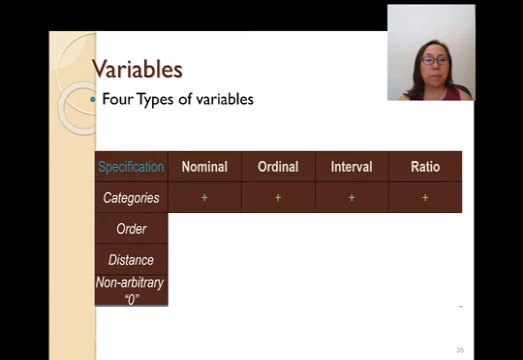So I'm just going to put a plus sign under each of these 4 types. And then you have order, and order has to do with some kind of rank order of categories. And distance is a measurable, mathematically measurable distance, so it pertains to numbers. And non-arbitrary 0 has to do with a scale that contains 0 that means the same thing to everybody.